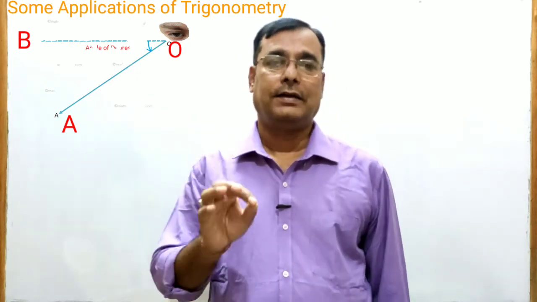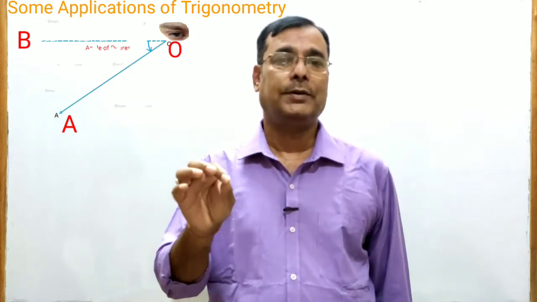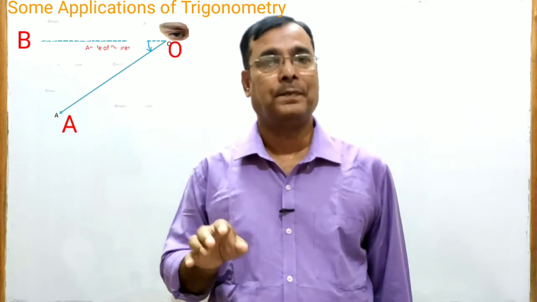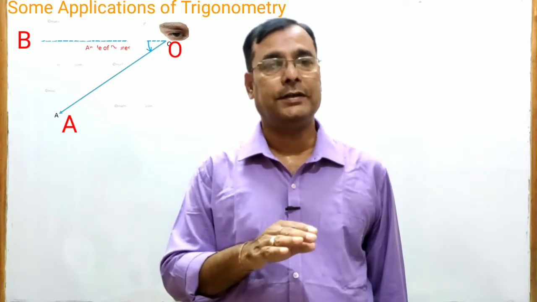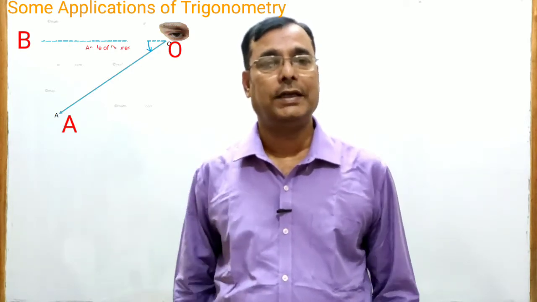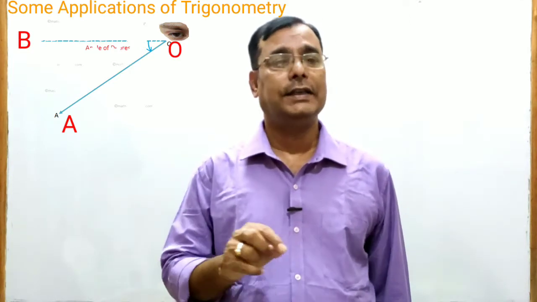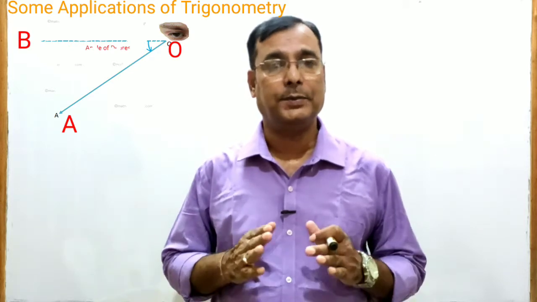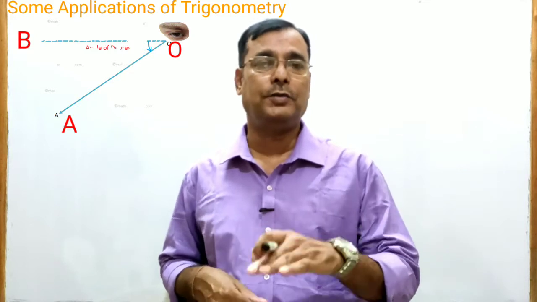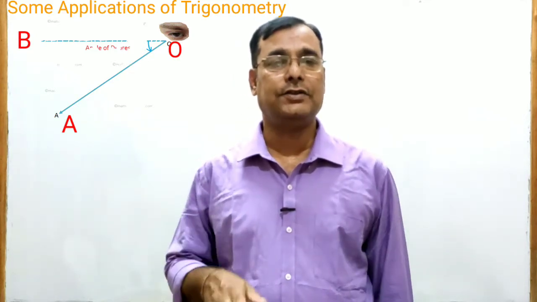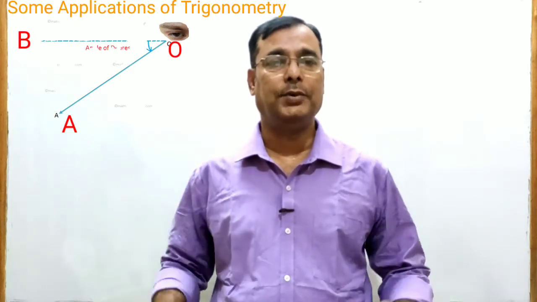In this figure, point A denotes the position of the object, O denotes the eye point of the observer, and OB denotes the horizontal, which is drawn through the eye point of the observer and parallel to the level ground. So here also, angle AOB is the angle of depression. It is formed below the horizontal line, which is drawn through the eye point of the observer and parallel to the level ground.